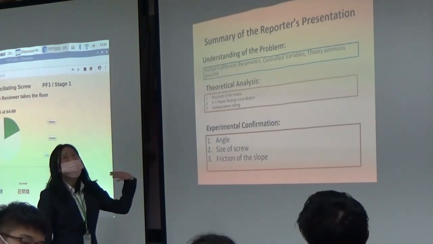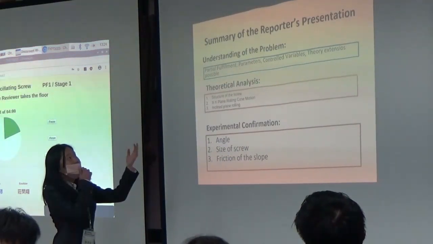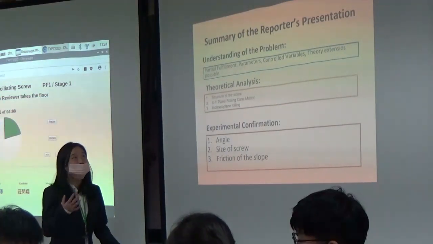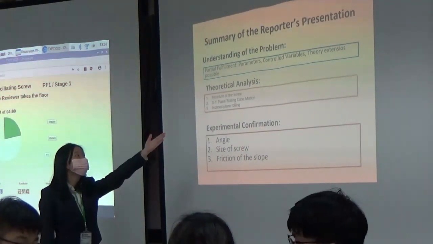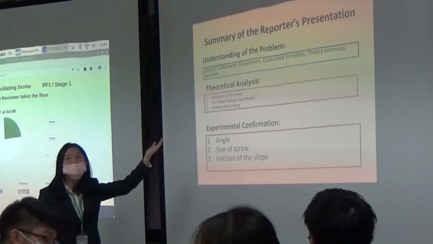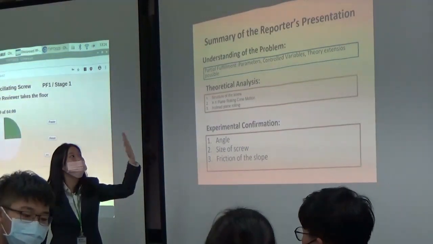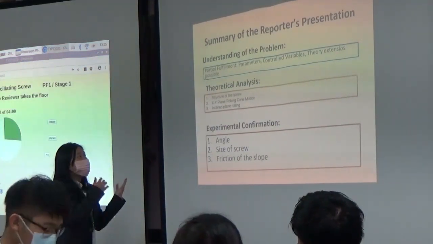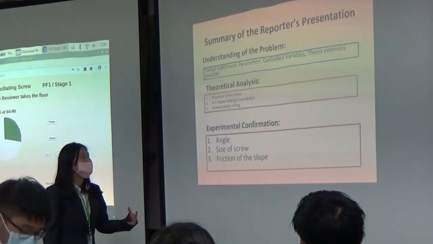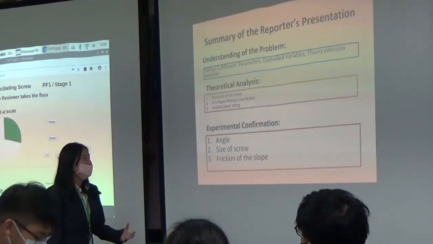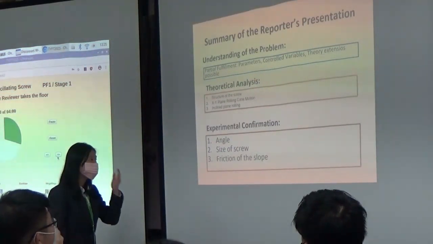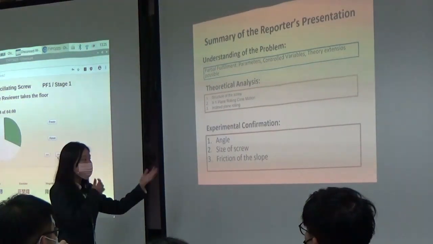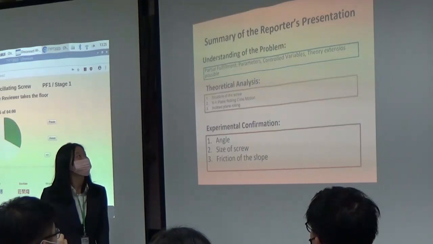As I said, we think that the reporter only did a partial fulfillment of the task, since they didn't fully explain the parameters, control variables, and theory. For the theoretical analysis, they talked about the structure of the screw, the XY plane rolling cone motion, and the inclined plane rolling. For their experimental confirmation, they gave experiments on the angle, size of the screw, and friction of the slope.